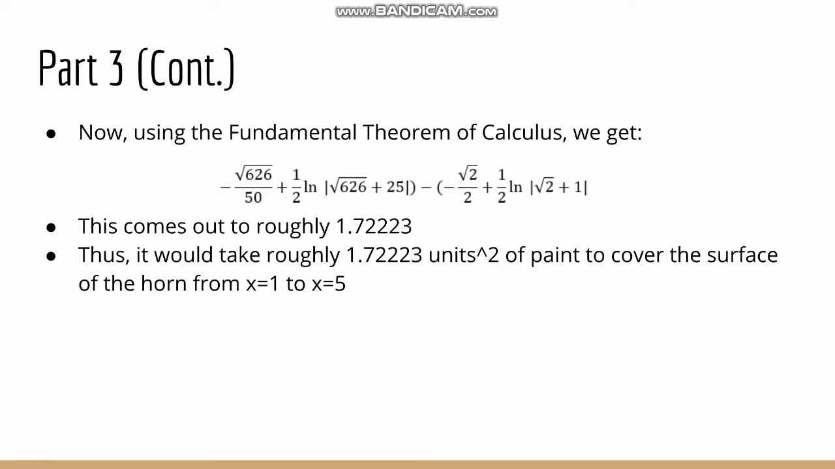1.72223. Thus, it would take roughly 1.72223 units squared of paint to cover the surface of the horn from x equals 1 to x equals 5.